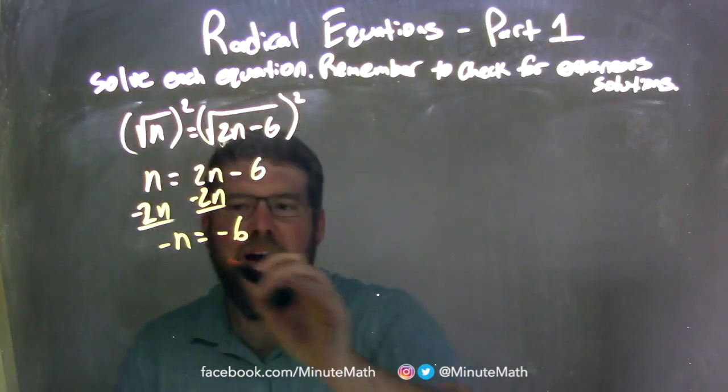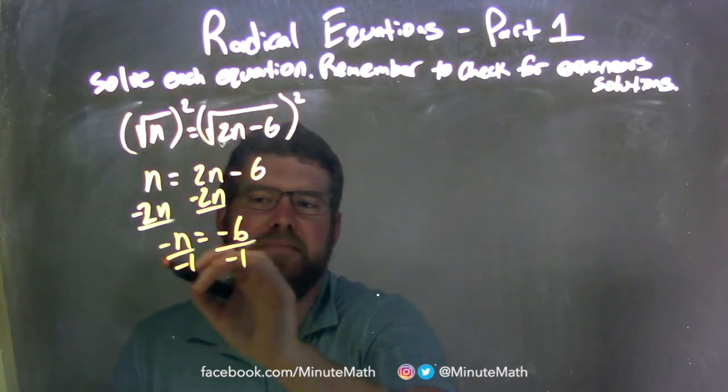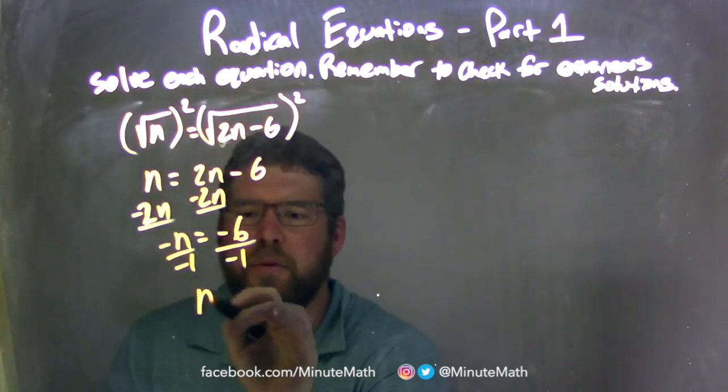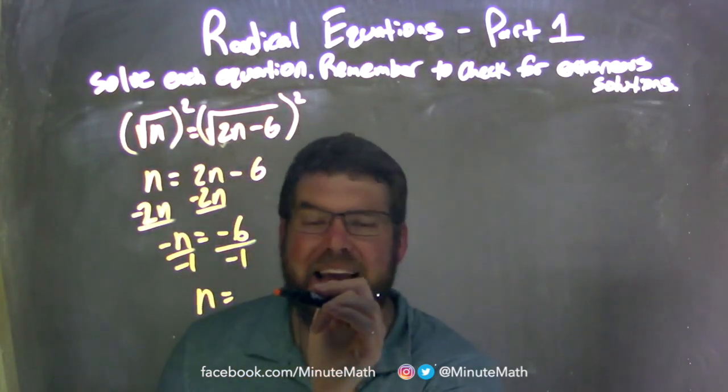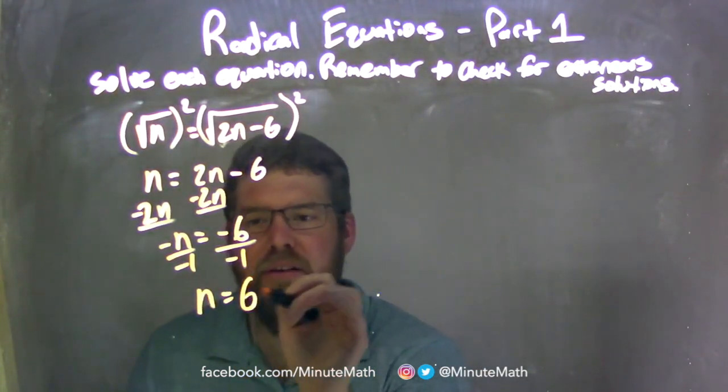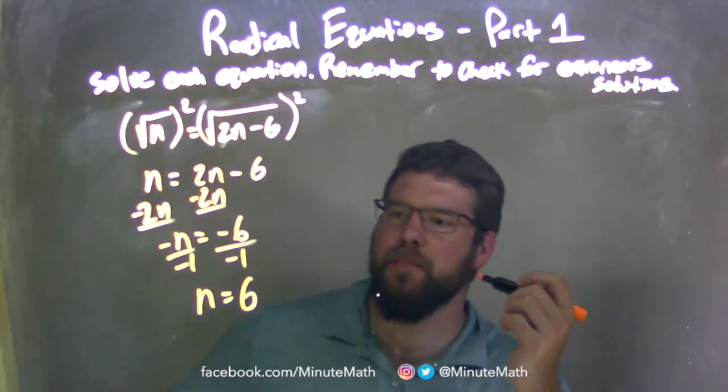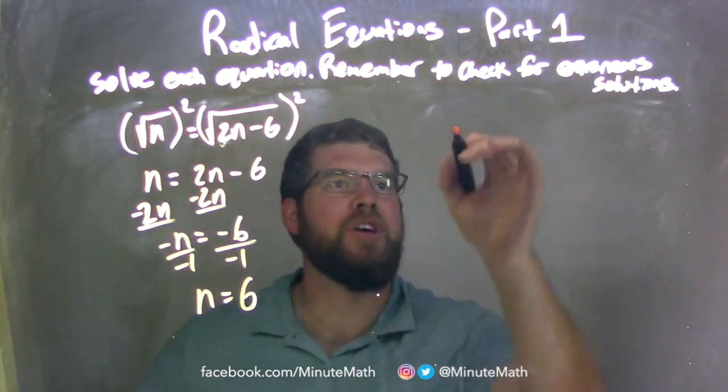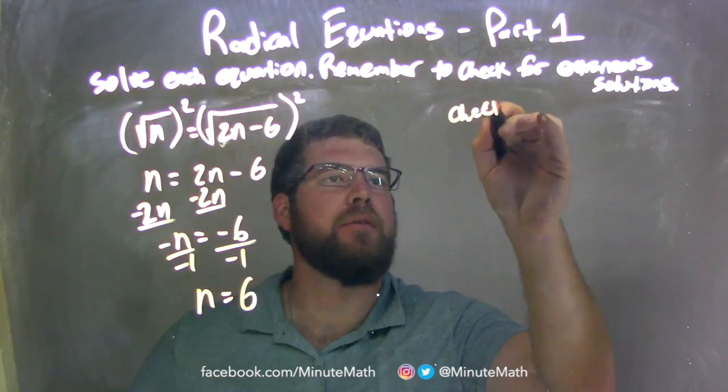And then I'm going to divide by negative 1, essentially just bring the negative over, leaving me with n equals negative 6 divided by negative 1, which is a positive 6. So we have n equals positive 6 here. Fantastic, but we need a check. So let's do our check.